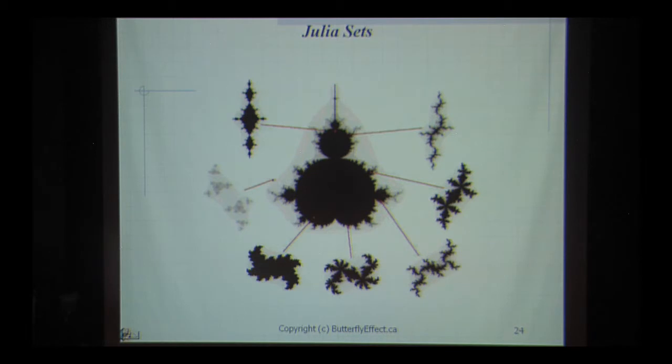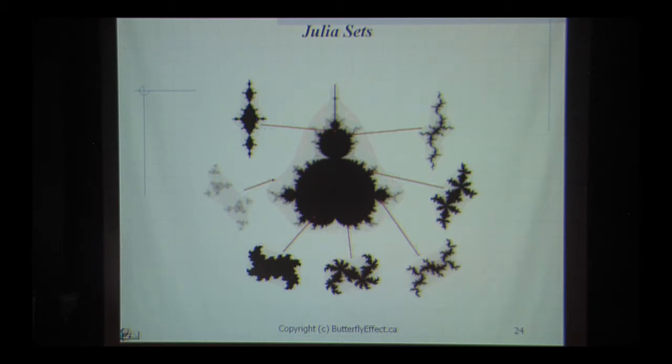The Julia sets are slightly different than the Mandelbrot set, as I will explain. For every point in the complex plane, there exists a set called the Julia set, each of which has a different shape and a different dynamic associated with it. In other words, every point in the complex plane generates a different Julia set curve or image.